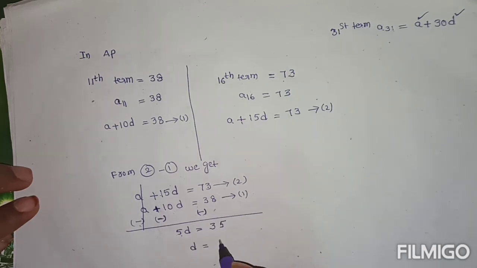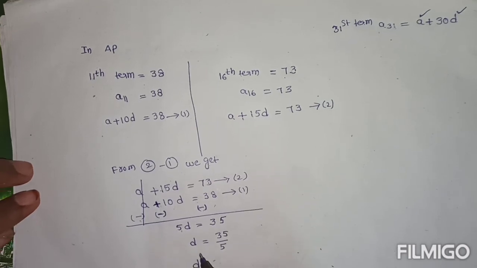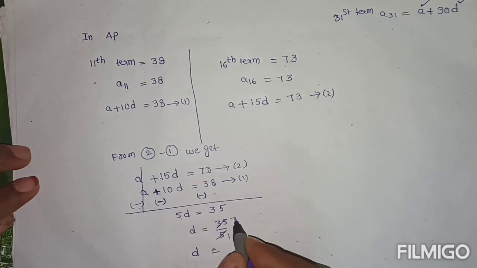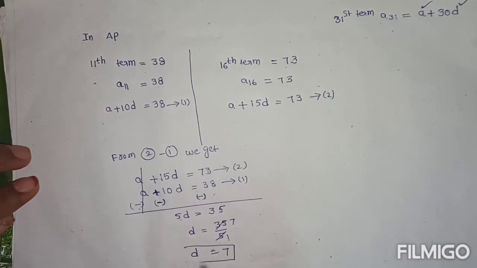D is equal to 35 by 5. So D is equal to how much? 5 ones are 5, 5 sevens are 35. So D value is 7. Write down. D value 7. Next, go to another step. Write down.